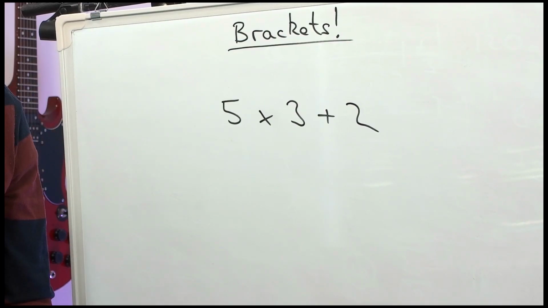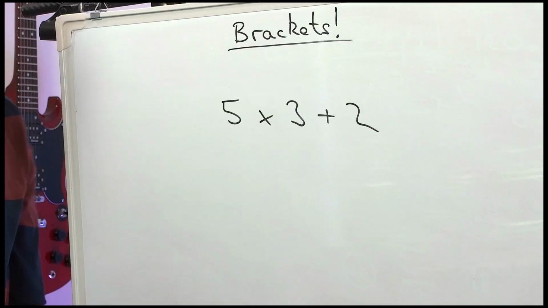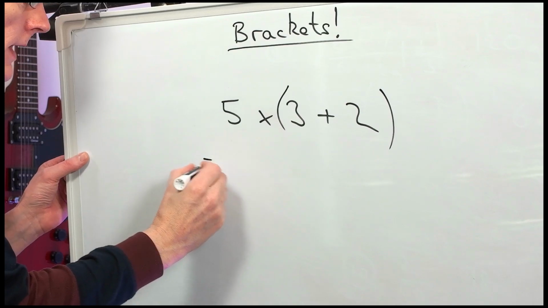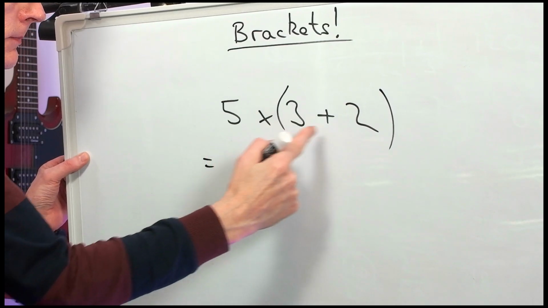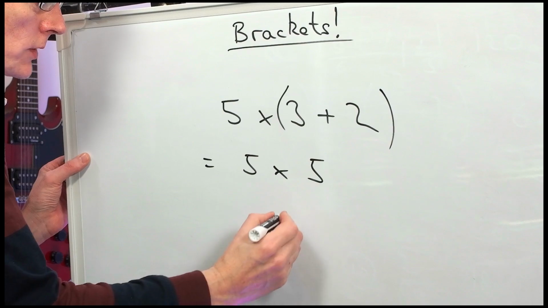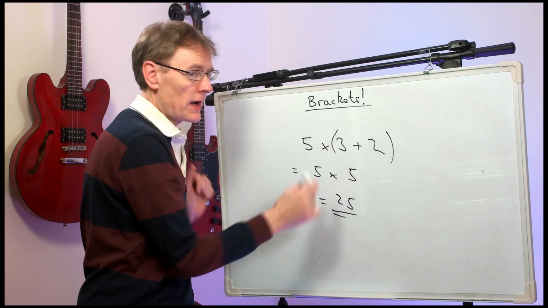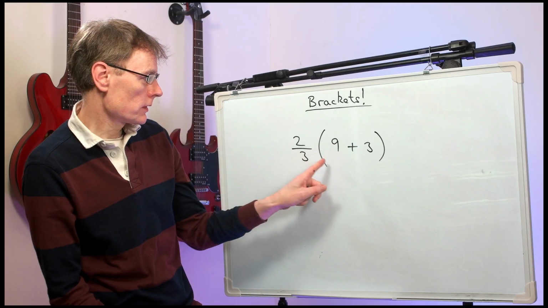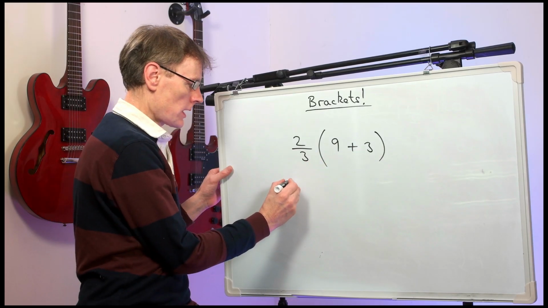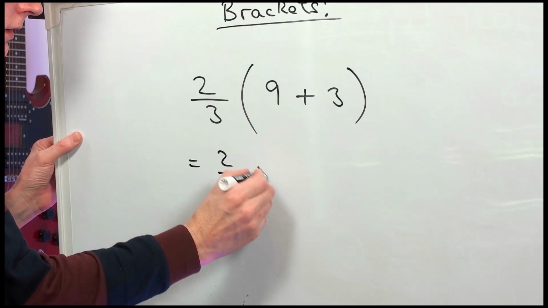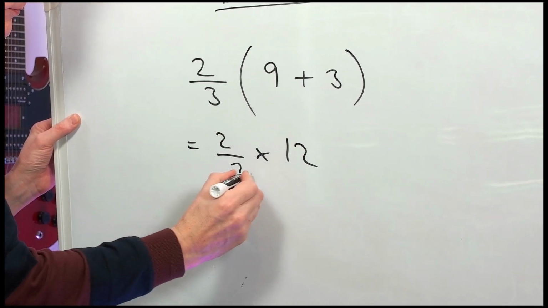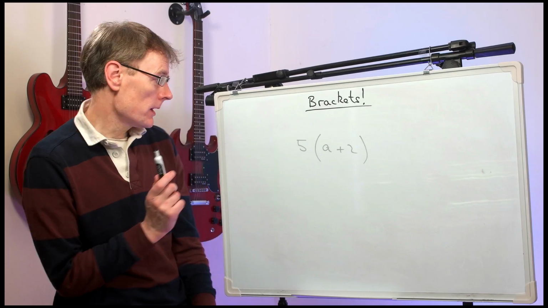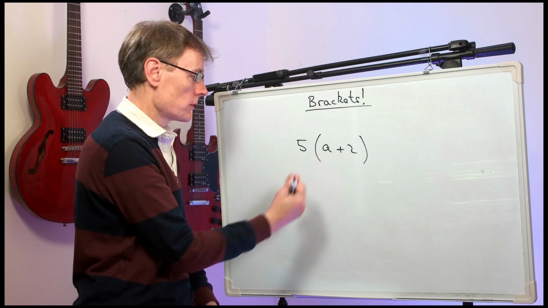5 times 3 plus 2. So that's 15 plus 2 is 17. But put this bit in brackets, that's now 5 times 5, which is 25. The brackets group it together. So 2/3 of 9 plus 3. That's 2/3 of 12, which is 8.